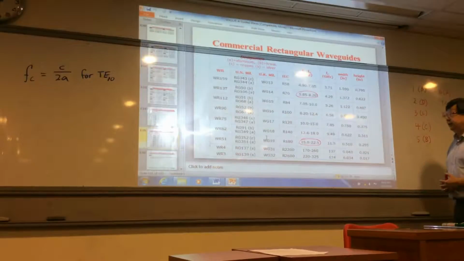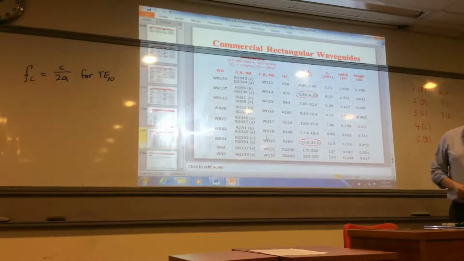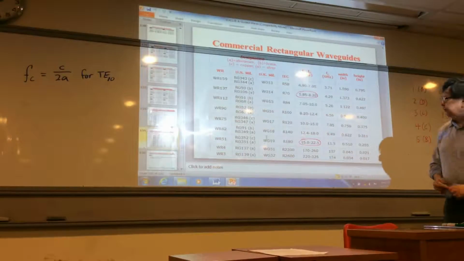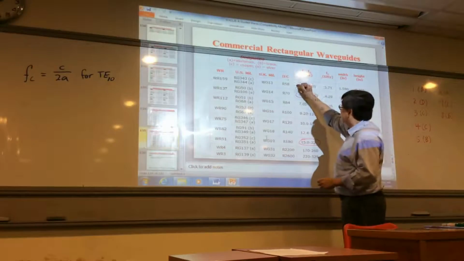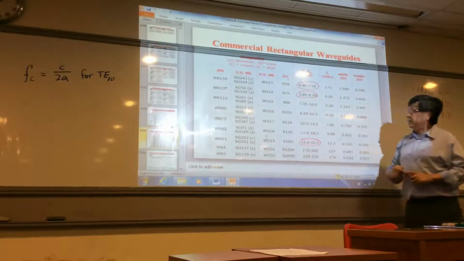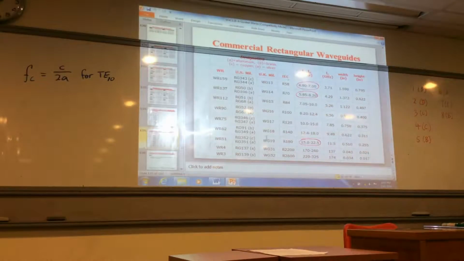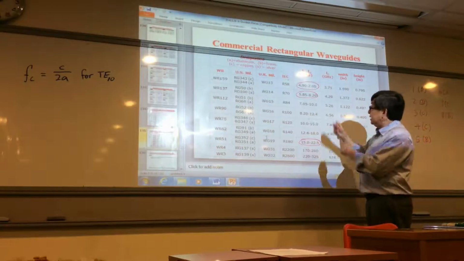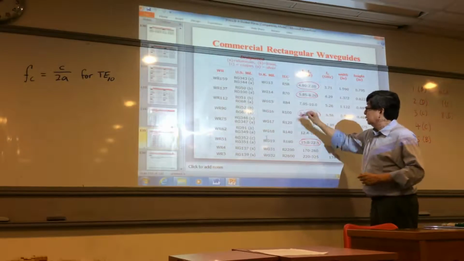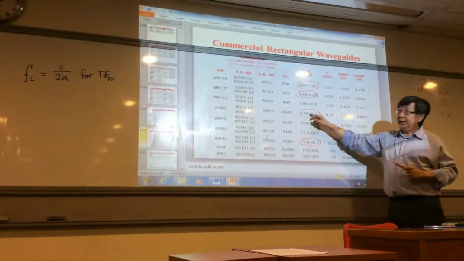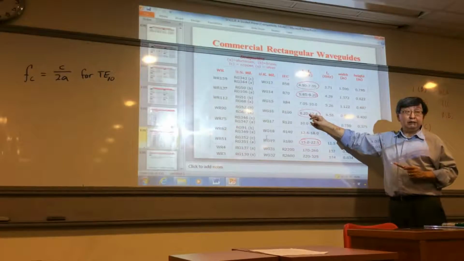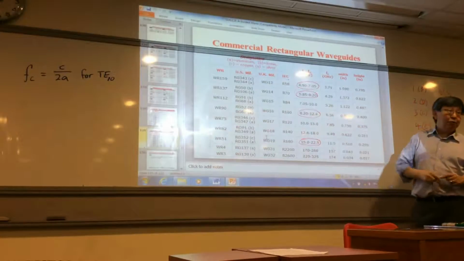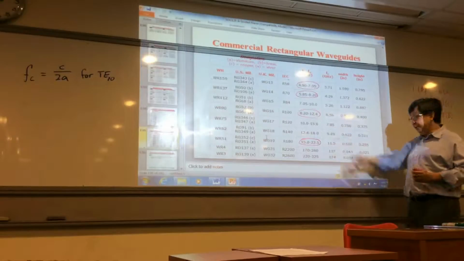Then the other one is WR159. This is the recommended range, and again, 10 gigahertz is outside that range. So that's why for question 8 the answer is WR90. WR90 is here. 10 gigahertz is right in the middle of the recommended range, and therefore this is the most suitable.